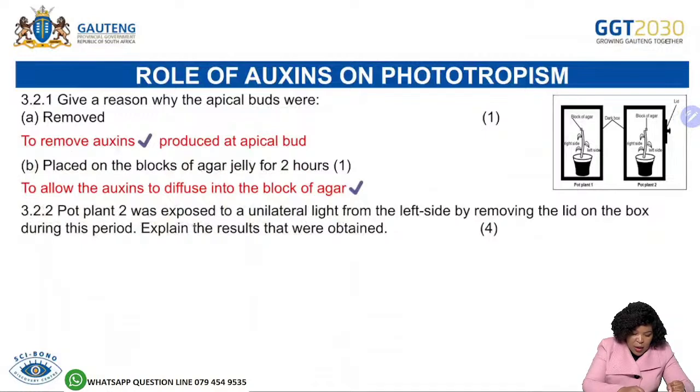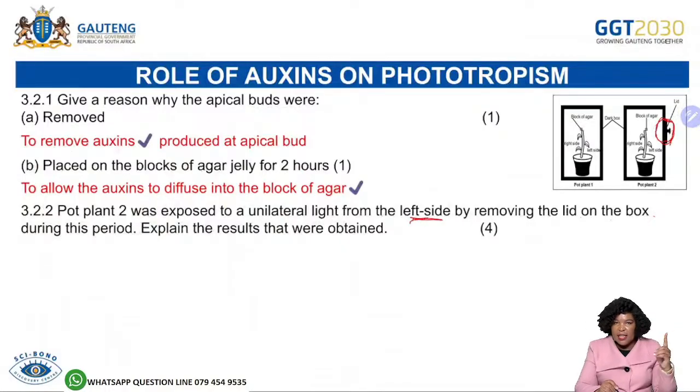Now, pot plant 2 was exposed to unilateral light from the left side by removing the lid on the box during this period. You see here on pot plant 2, where I'm circling, there is a lid towards the left side. It is coming from one side. So this was removed. When it is removed, it allowed light to come into that box.